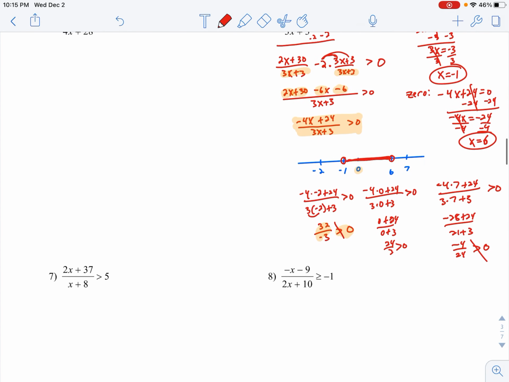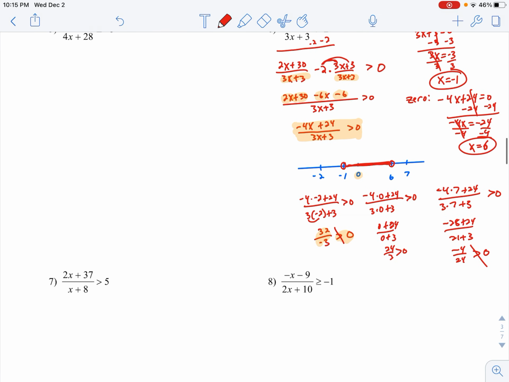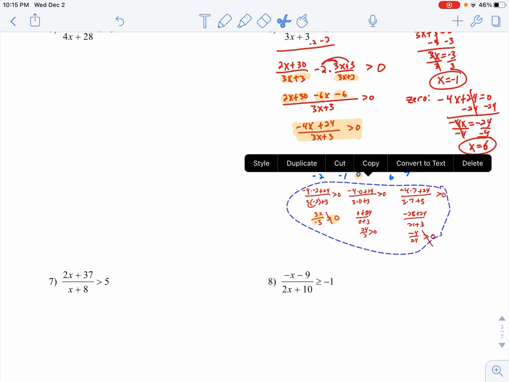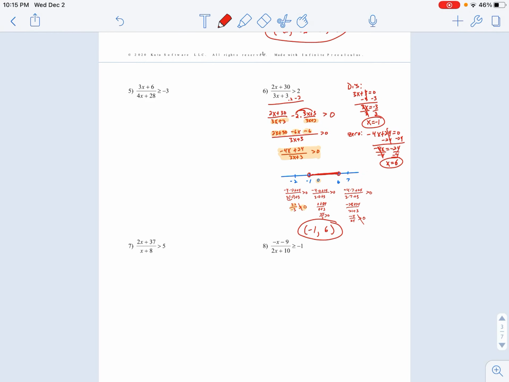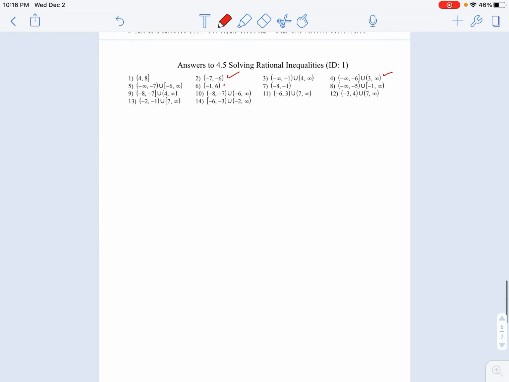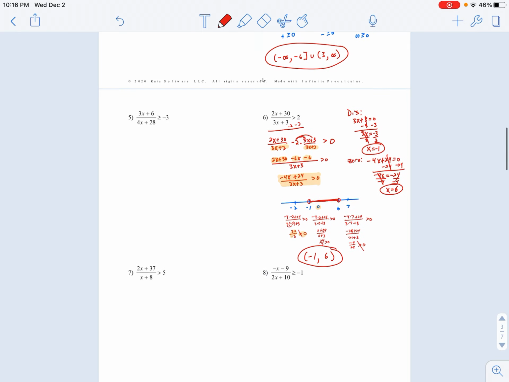And boy, I didn't give myself enough room. Let me write my answer. Where am I going to write the answer? I'm going to take all of this and shrink it down a little bit. Let's say my answer is from negative 1 to 6, and circle that so it stands out. Negative 1 to 6, there it is. Okay, a lot of work.